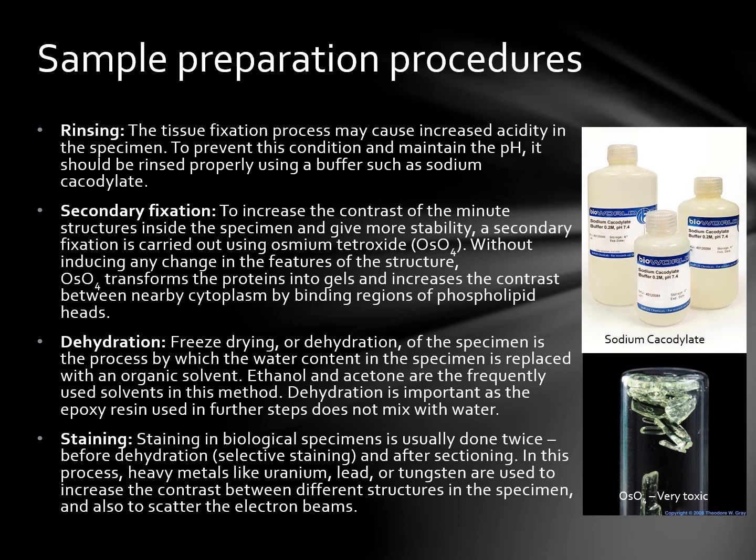Before the dehydration step, staining for biological samples is usually done twice. This is before dehydration, more selective staining, and then after sectioning. In this process, heavy metals like uranium, lead, or tungsten are used to increase the contrast between different structures in the specimen and also to scatter the electron beams.